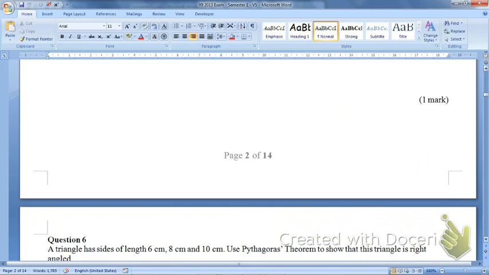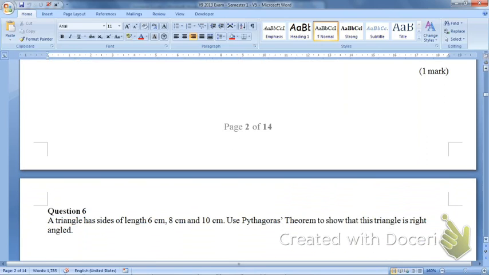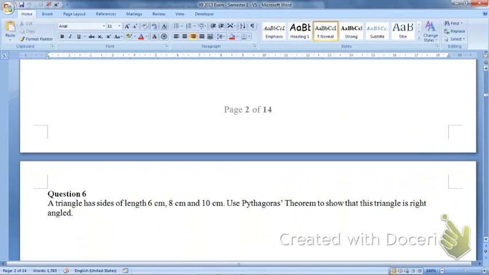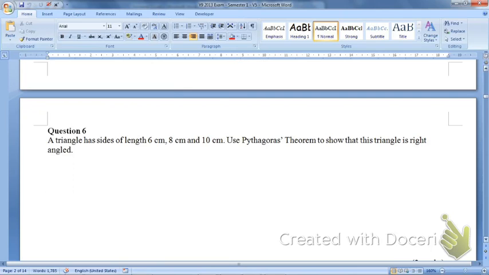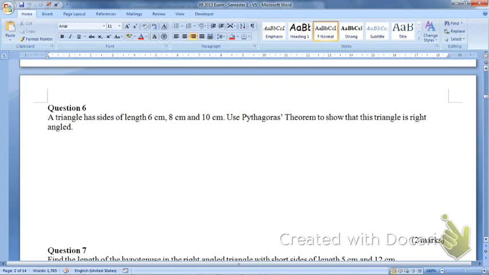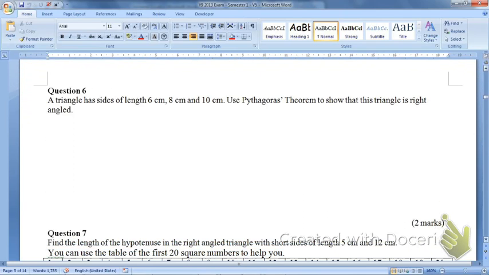Question 6. A triangle has side lengths of 6 centimetres, 8 centimetres and 10 centimetres. Use Pythagoras' theorem to show that the triangle is right angled. Pythag is a squared plus b squared equals c squared. If the left hand side equals the right hand side, then the triangle is right angled.